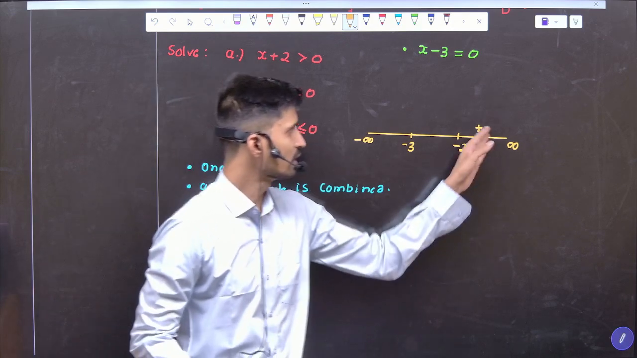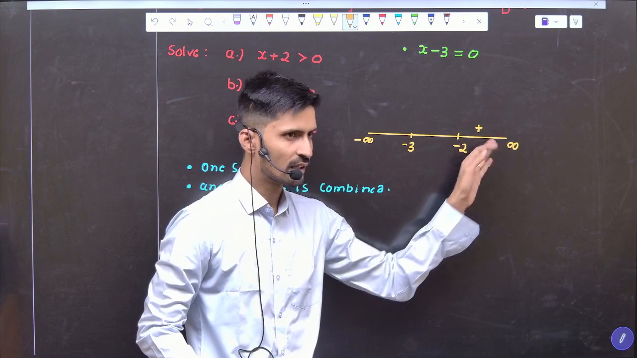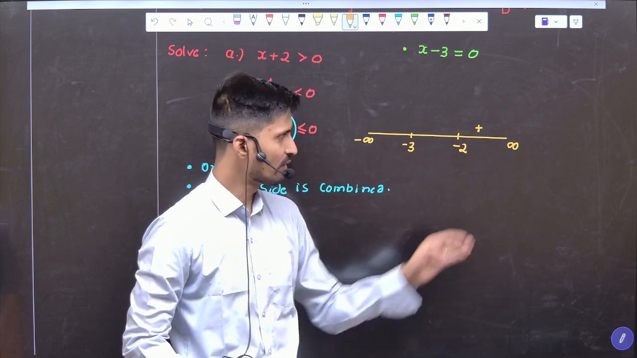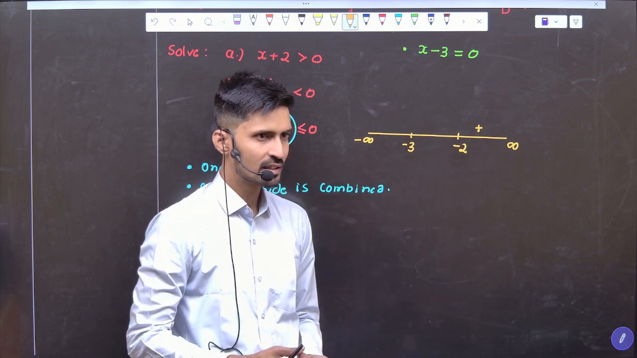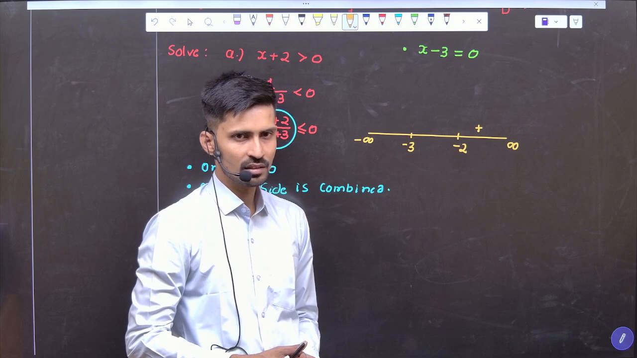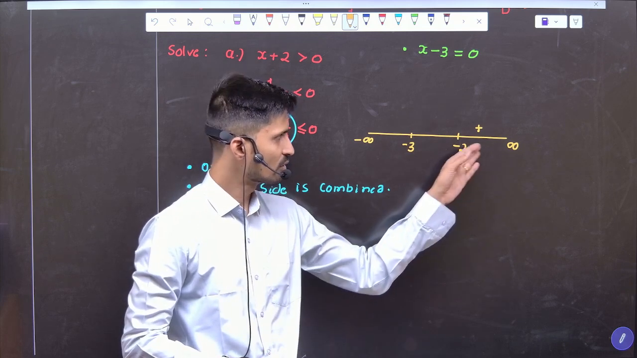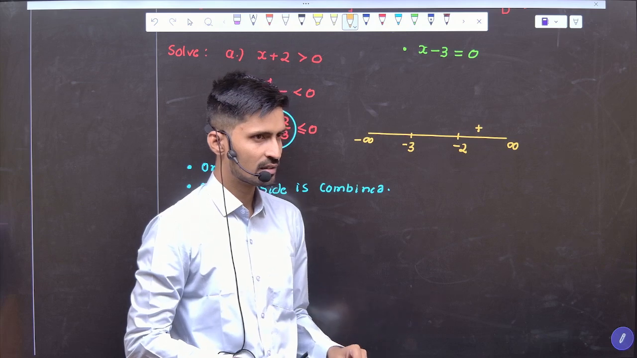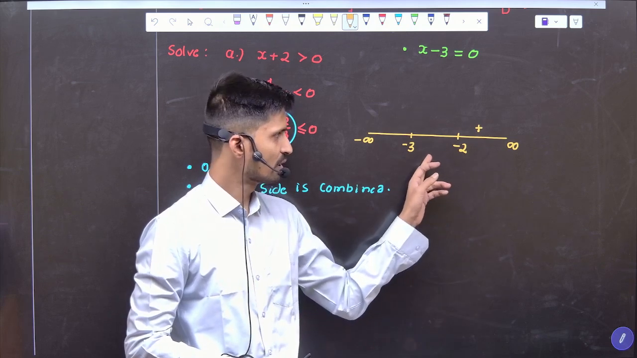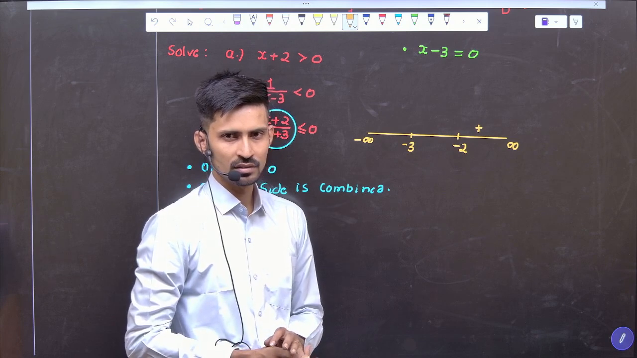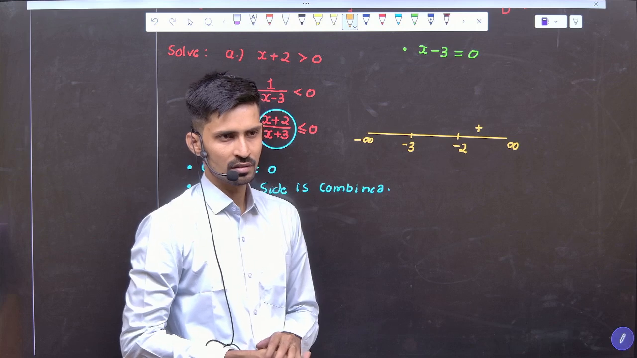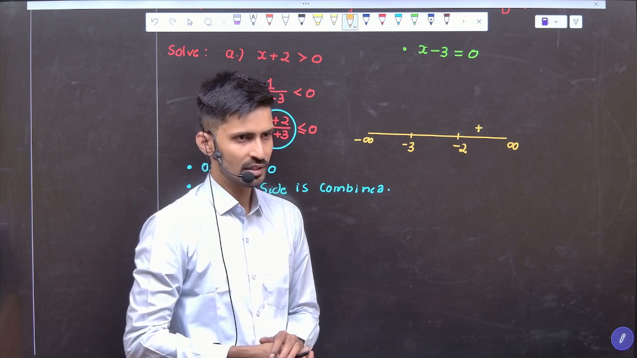4. 4 is here, minus 2 to infinity. 4 will lie there, not here. 5, 5 also will lie there. Minus 3 to minus 2 I am saying. 1 will also go that side. Minus 2 point anything. Okay? Minus 2 point anything.